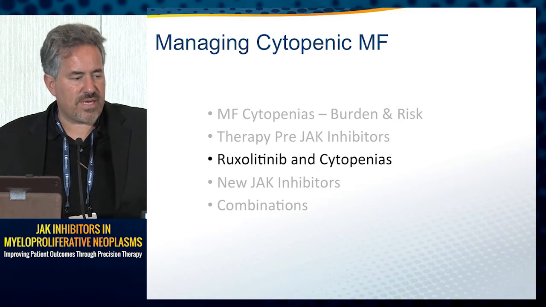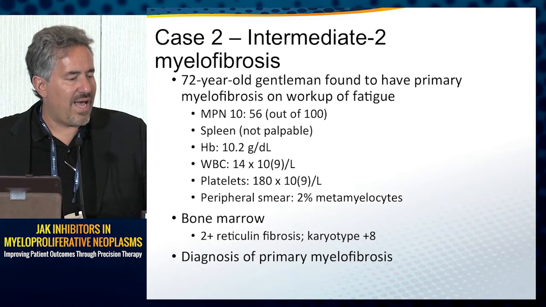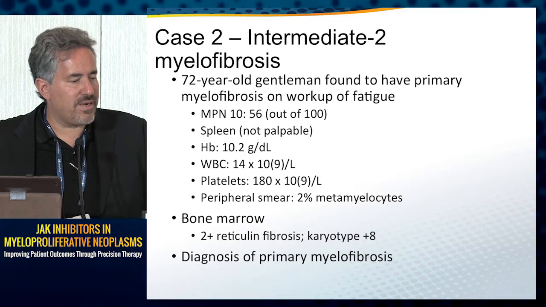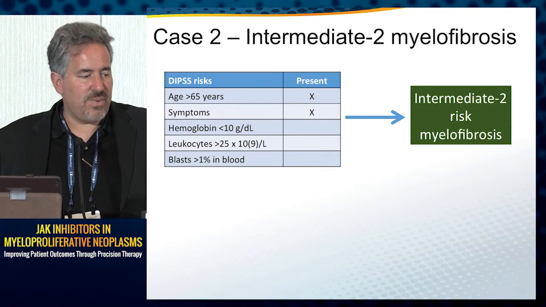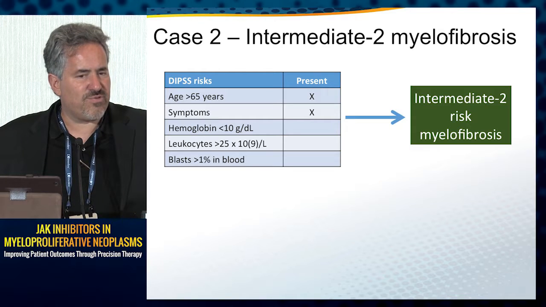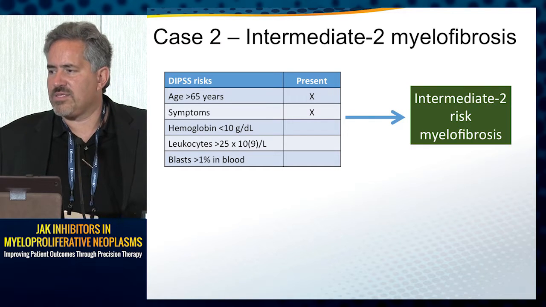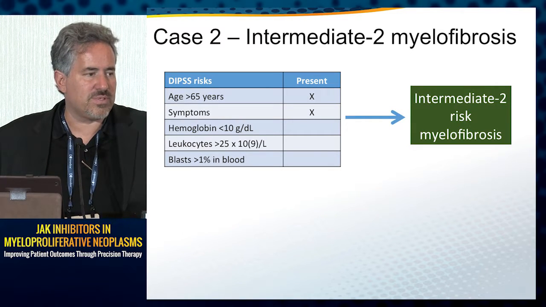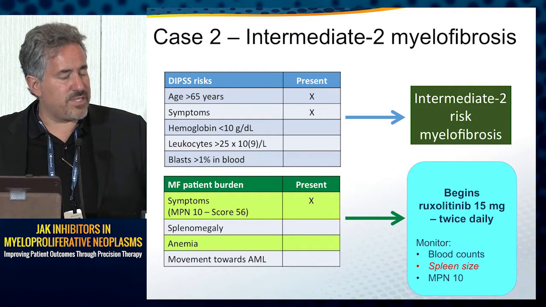Now, what about ruxolitinib and cytopenias? Let me give you an example of a case. 72-year-old, highly symptomatic, spleen not particularly enlarged in this individual, borderline significant anemia, 10.2, white count 14, platelets 180, trisomy 8, primary myelofibrosis. This individual has intermediate-2 risk disease, but is flirting with the other risk factors. He's 10.2 versus 10. Again, that's the limitation of continuous variables as cutoffs for risk. In terms of burden, clearly symptomatic.